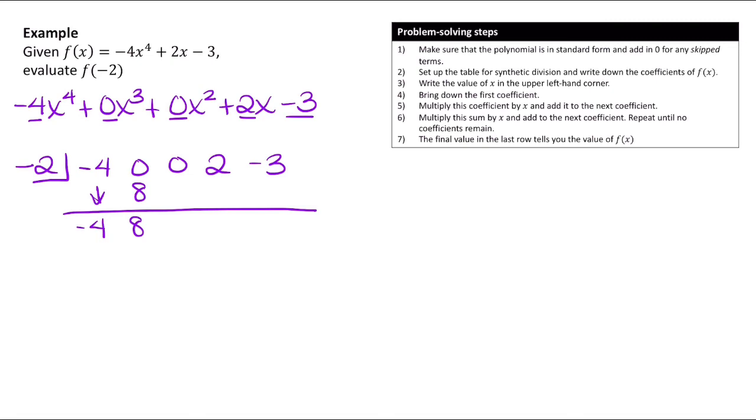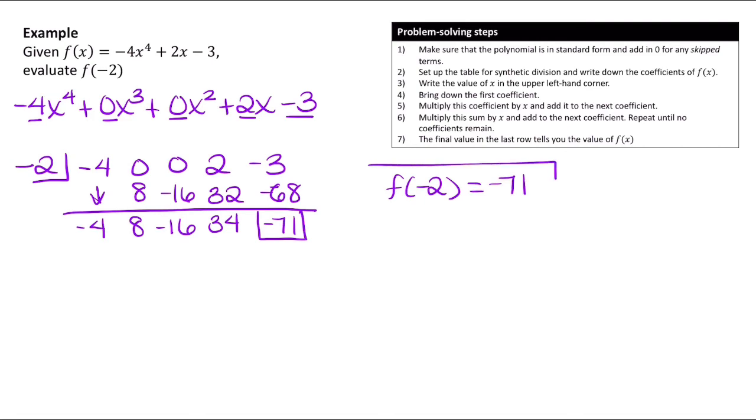Negative 2 times 8 is going to be negative 16. 0 plus negative 16 is negative 16. Negative 16 times negative 2 is going to be positive 32. 2 plus 32 is 34. 34 times negative 2 is negative 68. Negative 3 plus negative 68 is going to be negative 71. So we would say that f of negative 2 is negative 71.